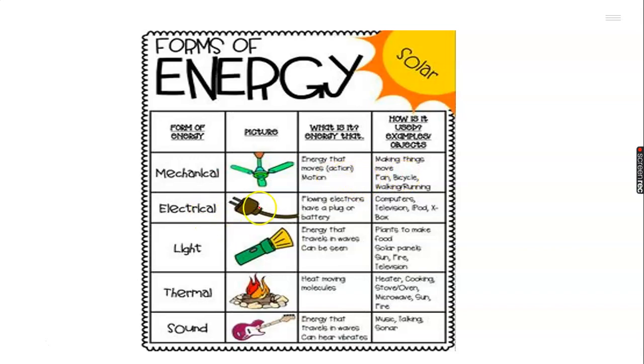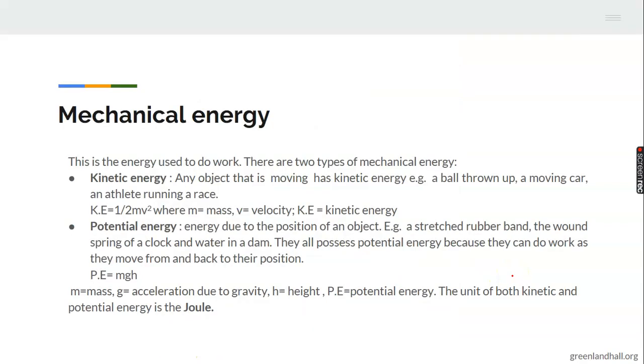For electrical, just like the socket or the plug you use at home, electricity flows through this, giving you the form of electrical energy. Same thing with lights, your torch lights or your light bulb and all that. Thermal energy is when there is heat moving in a molecule. Then sound energy can be made from your instrument.